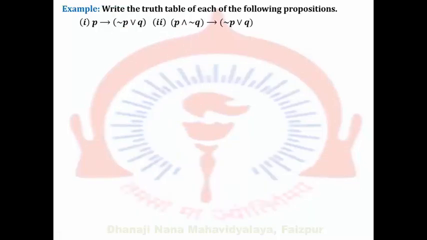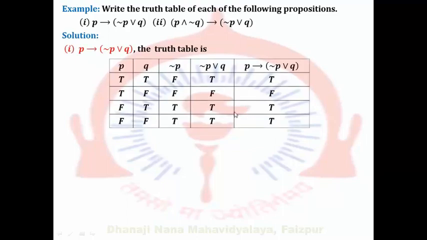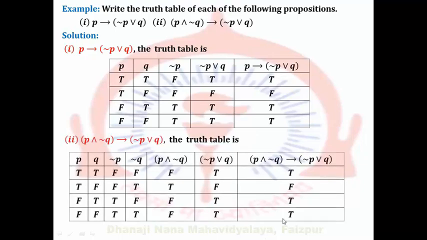Similarly we have the next example: write the truth table of each of the following propositions. The first one is P double implies negation of P or Q, and the second one is P and negation Q implies negation of P or Q. Solution: these are the truth tables for both propositions. These are the truth values for P implies negation of P or Q, and these are the truth values for the proposition P and negation Q implies negation P or Q.